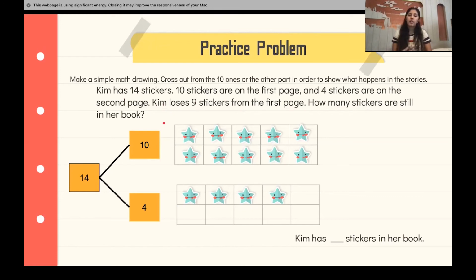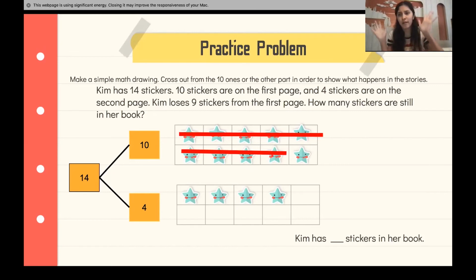So she loses 9 stickers from the first page. Remember, these are the stickers that represent the first page. So go ahead and cross out the 9 stickers that she lost. You can pause the video and unpause it when you're done crossing them out, okay? So here I have 1, 2, 3, 4, and 5. So that's 5. Remember, she lost 9, so 5, 6, 7, 8, 9. There we go. So 9 stickers she lost.